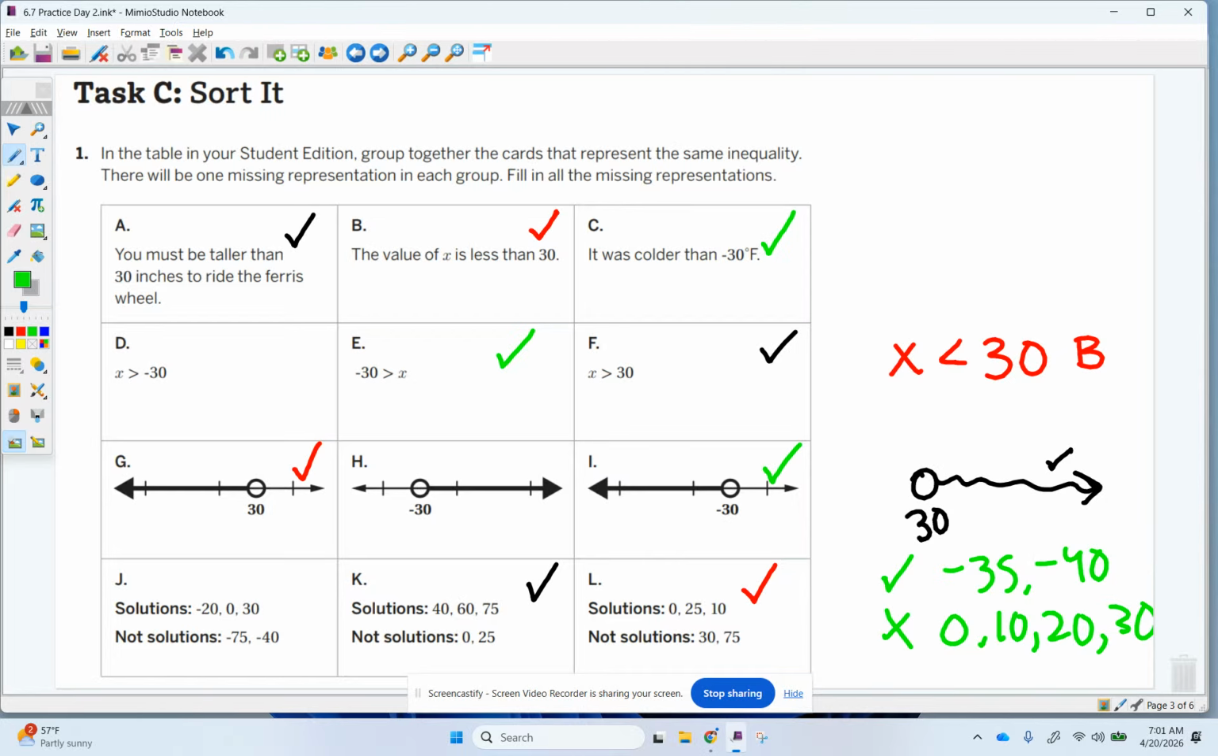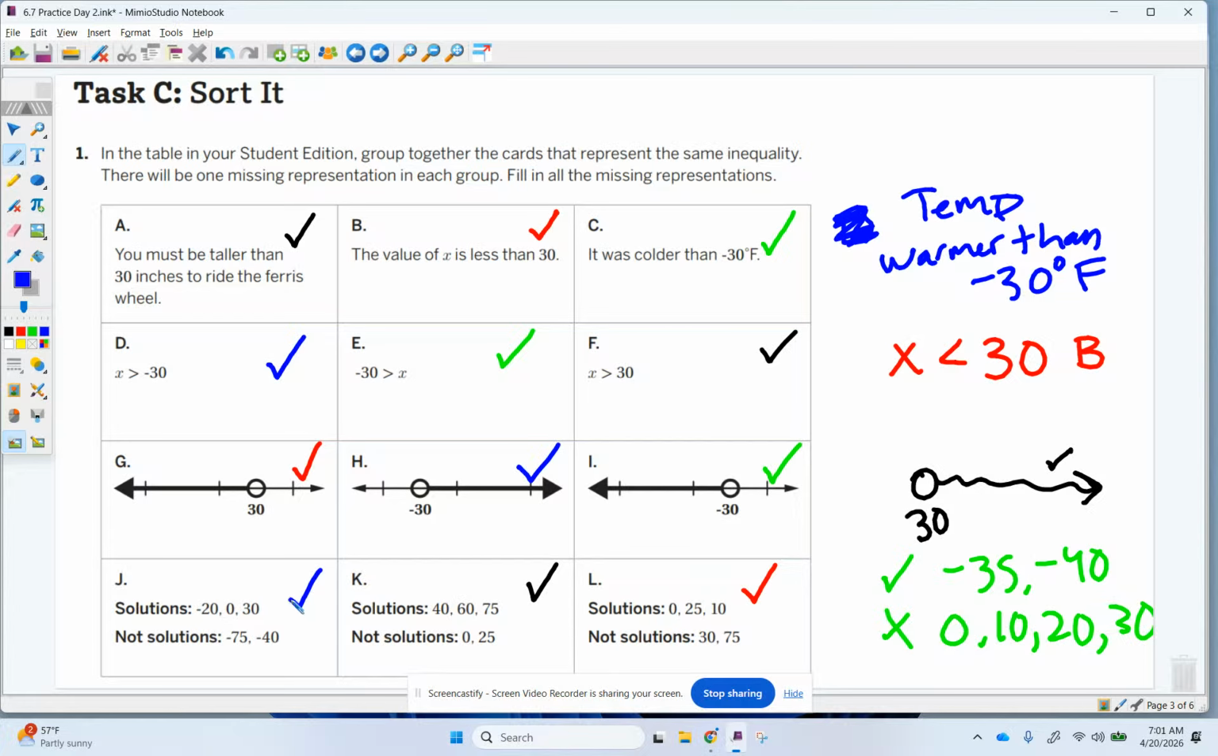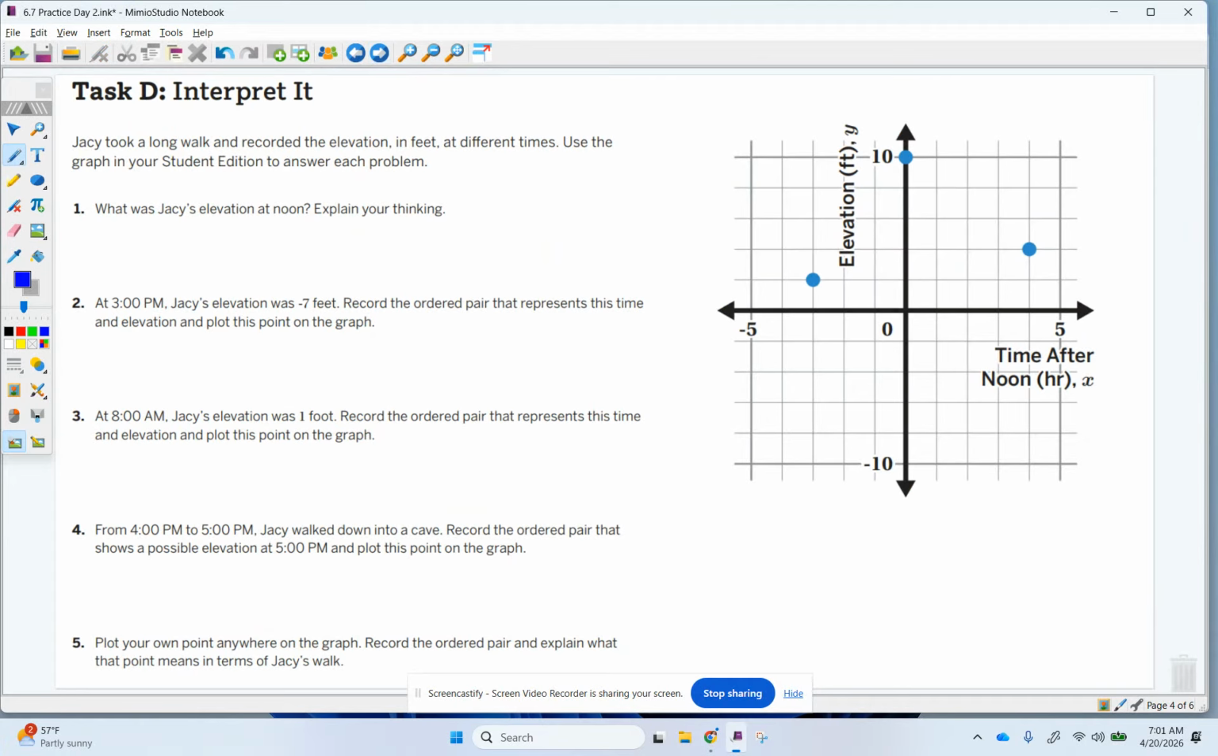And then lastly, we didn't have one, so D would have, so there is a D. The one we don't have is something like the temp was warmer than negative 30 degrees Fahrenheit. And so, because I got D, D was right here, matched H, matched J. Okay, and then I looked at the next one.